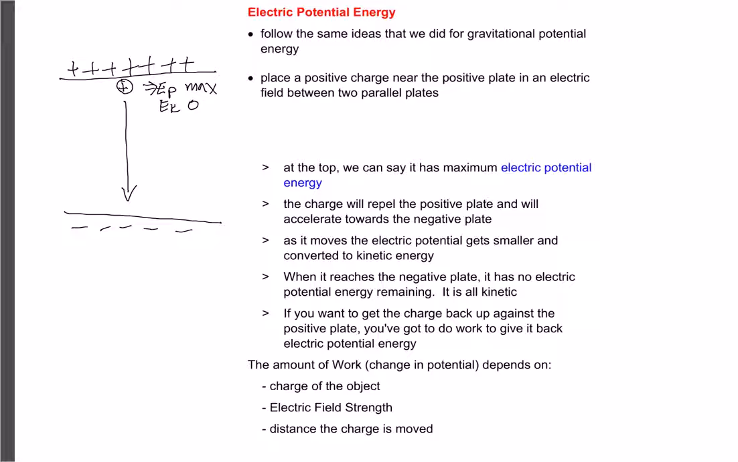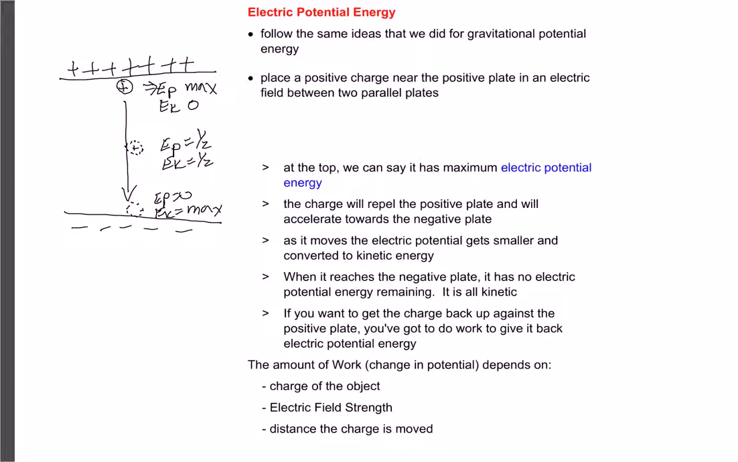So as we move further and further down, let's suppose it's somewhere halfway in the middle, we would probably get a potential of half as much, and our kinetic then would be the other half. And then once we get right to the negative plate, our potential is now 0, and our kinetic would be maximum. So exact same logic as we did for gravity, the only thing that's different now is it's the electric plates that are causing that object to move.